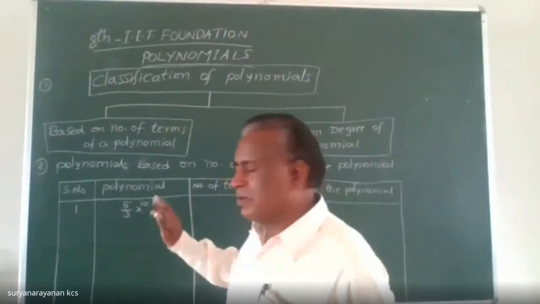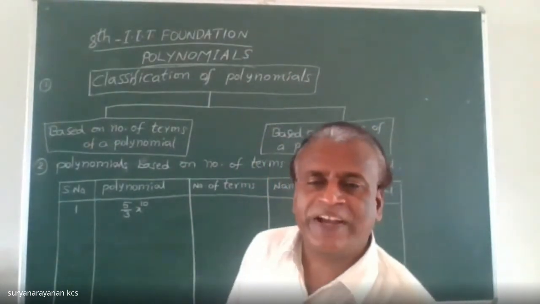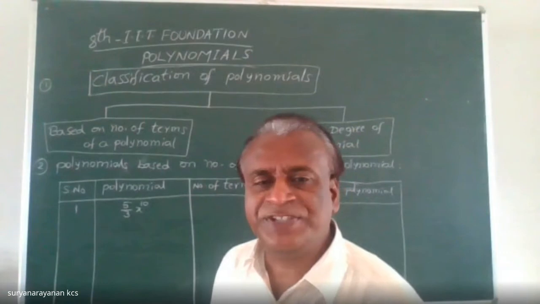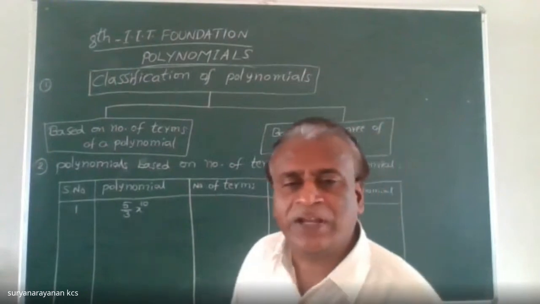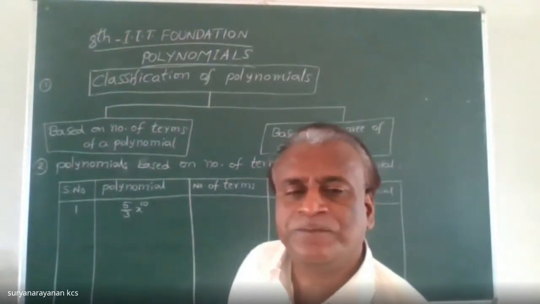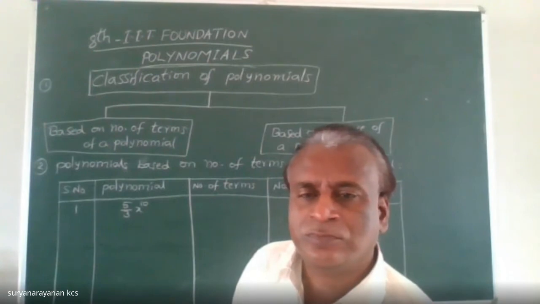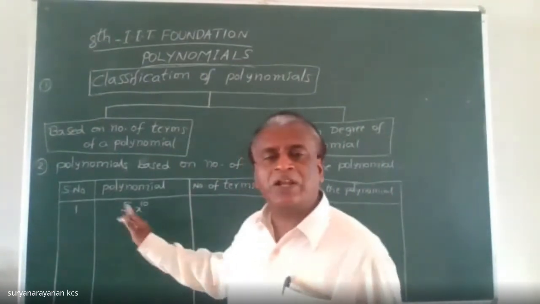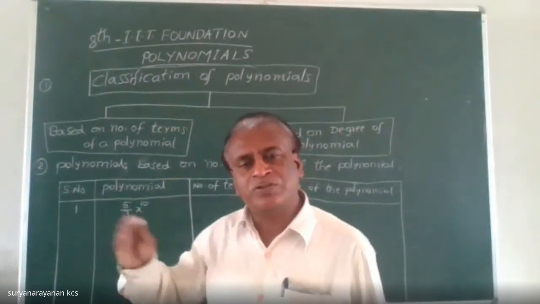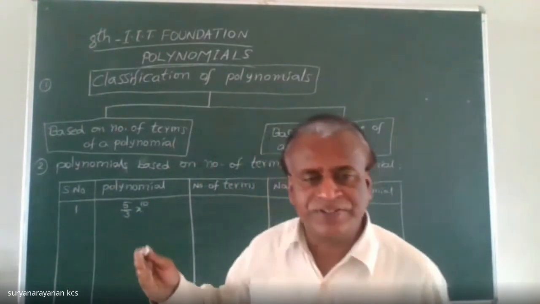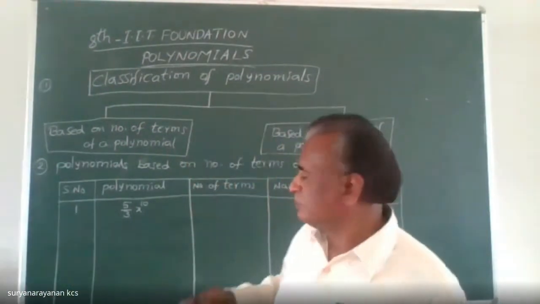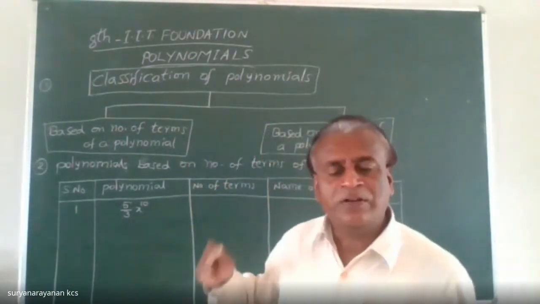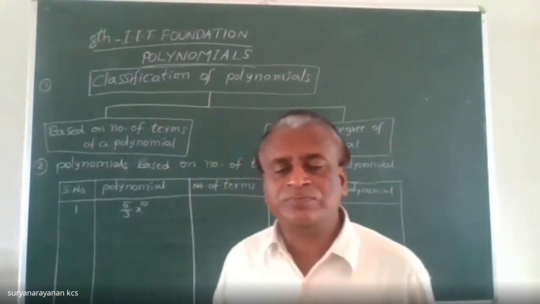X is the variable. What is the coefficient of x power 10? 5 by 3. Very good. What is the numerical coefficient of x power 10? 5 by 3 only. Numerical coefficient or coefficient both denote the same. Don't be confused here.